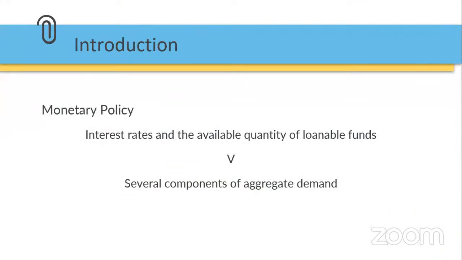When we learn about monetary policy, we learn it affects interest rates and the available quantity of loanable funds, which in turn affects several components of aggregate demand. To view how monetary policy affects the market, we rely on the money market graph.